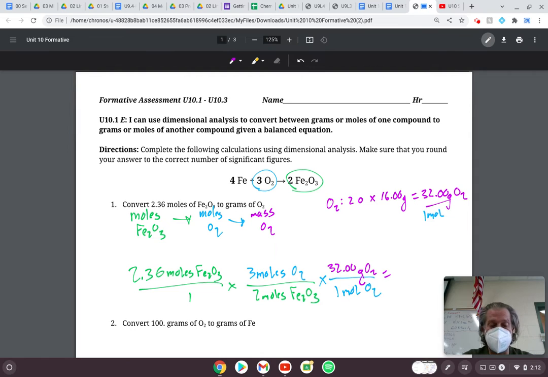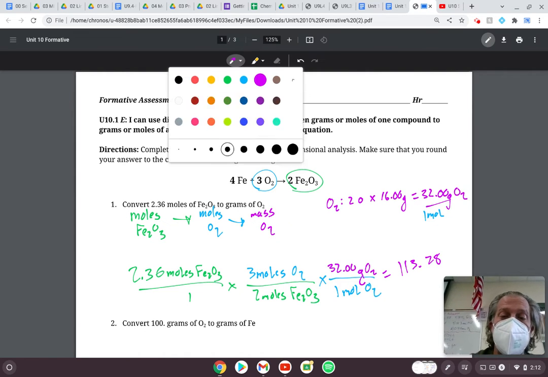So using our calculator, we're going to multiply straight across. So 2.36 times 3 times 32. That answer divided by 2 gives us a value somewhere around 113.28. We're going to check significant figures real quick.